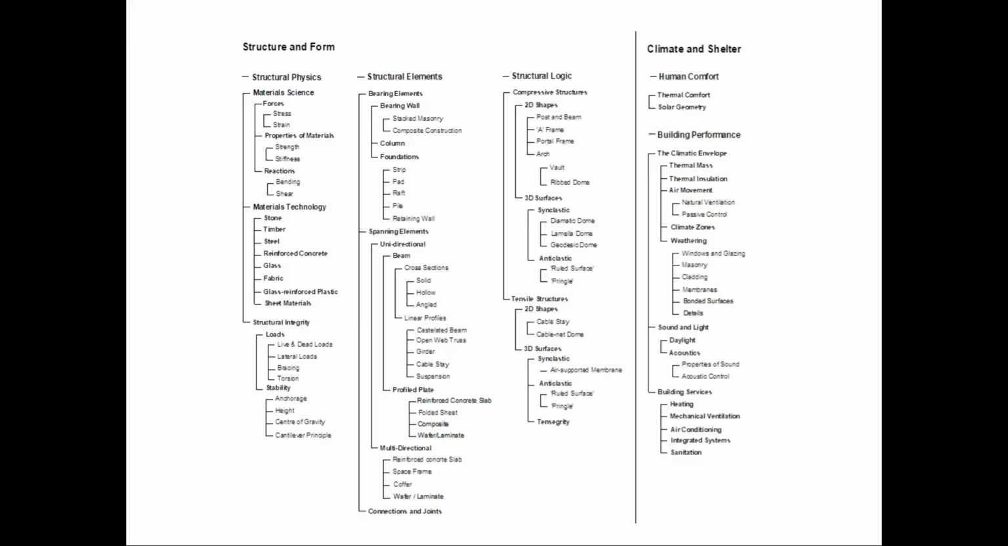This is the chart that I showed you in the introductory lecture, which is, if you like, the syllabus, the areas that we're going to be covering this year. And as you can see, or can I remind you, the chart is broken down into two principal sides. One is structure and form, and the other is climate and shelter. And structure and form is again broken down into 3 columns: physics, elements and logic. So today we're going to start with the first column, structural physics.